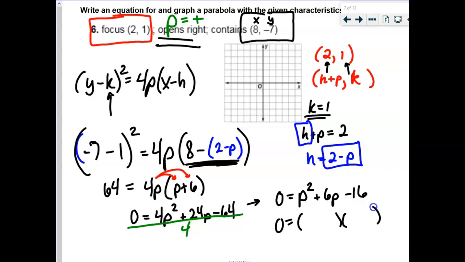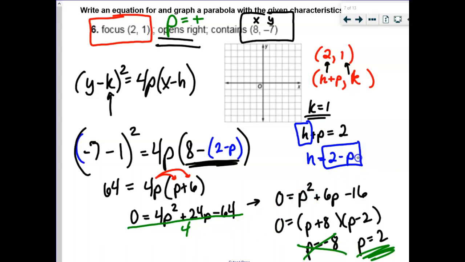It's not terrible. 8 and 2. Positive 8, negative 2. So your two solutions are P equals -8 and P equals 2. However, way at the beginning of the problem, they told you that this opens to the right. P must be positive, which means -8 is garbage. This was all for P.